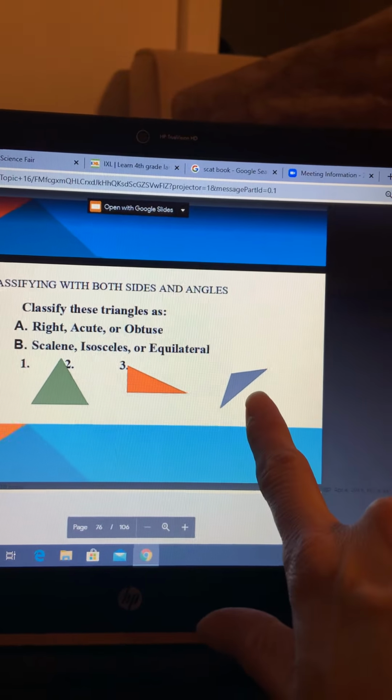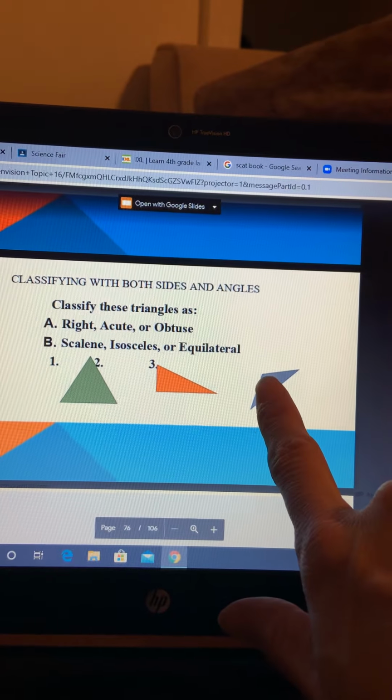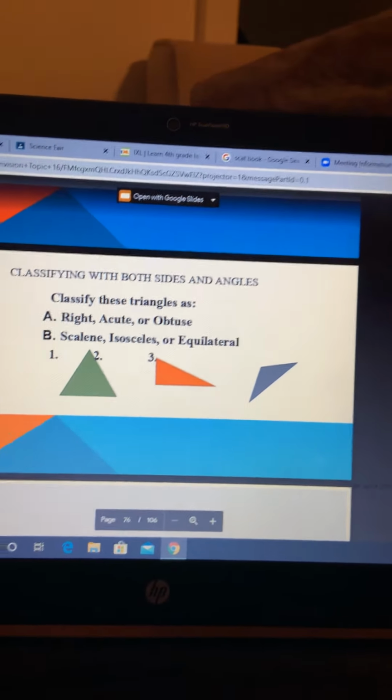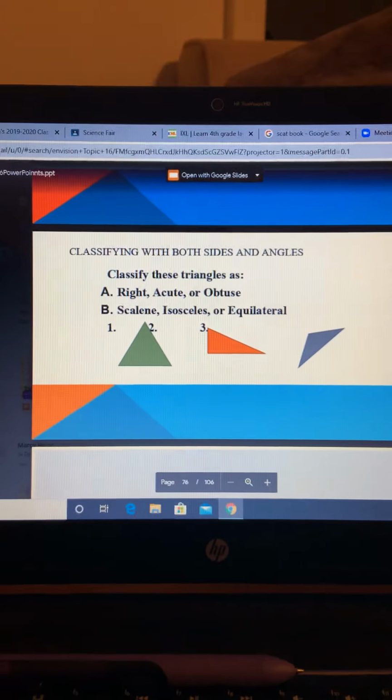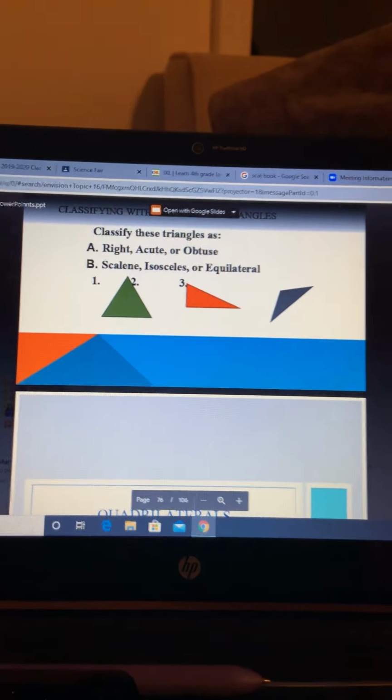Next triangle, this one would be obtuse because of the obtuse angle right here, and it would be isosceles because this side and this side are the same. So every triangle can be named in two ways. Okay, that's it for the PowerPoint.